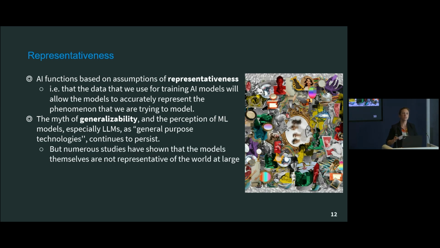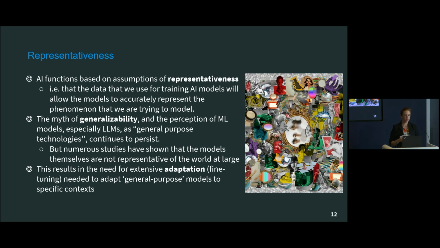But people tend to think that you can reuse these technologies in any application, despite numerous studies showing that this is not the case, that you can't necessarily take a model trained on one task and apply it to another. This results in the need for adaptation as well. Often people will take a model, fine-tune it, and apply it to specific contexts, right? But actual out-of-the-box transfer learning is pretty rare.